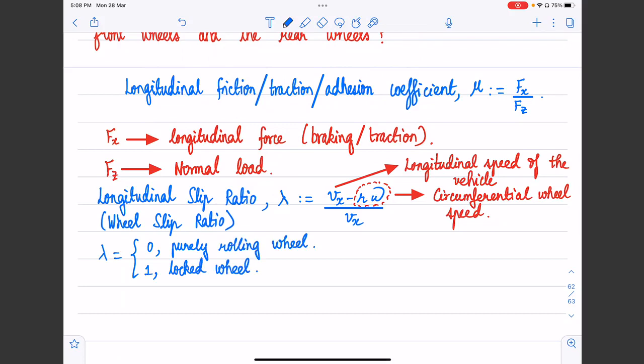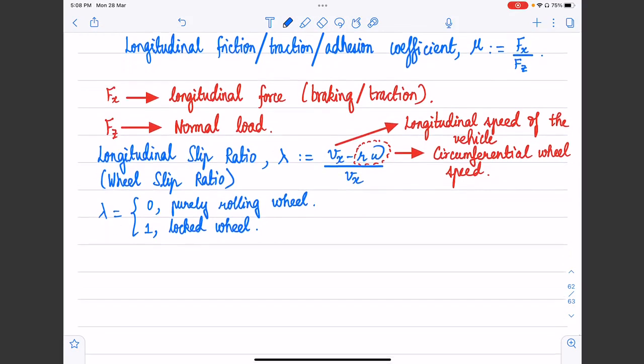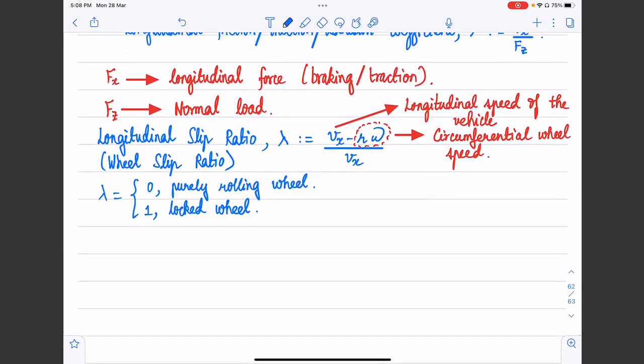So what is this locked wheel? A locked wheel essentially means that our wheels have stopped rotating, but the vehicle is still in motion. So what we typically call skidding, right? That is what essentially corresponds to a locked wheel. So lambda becomes 1 or 100%, depending on how we denote that.